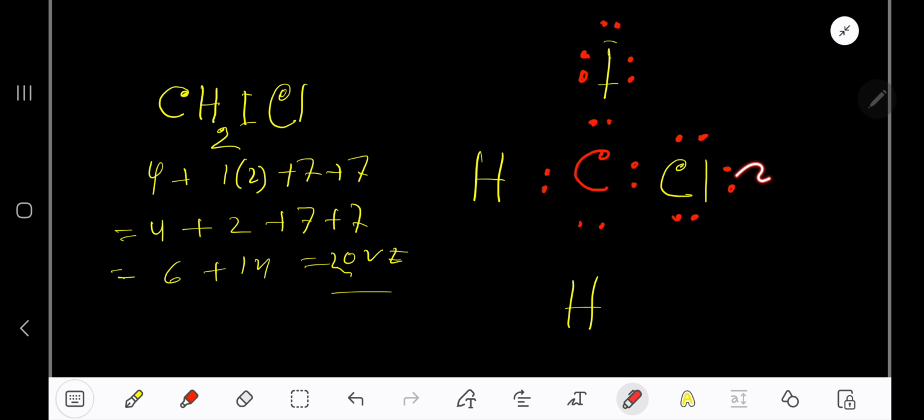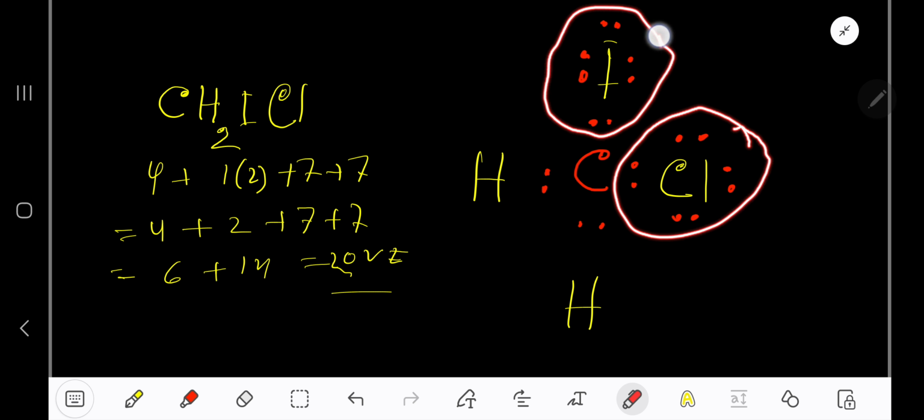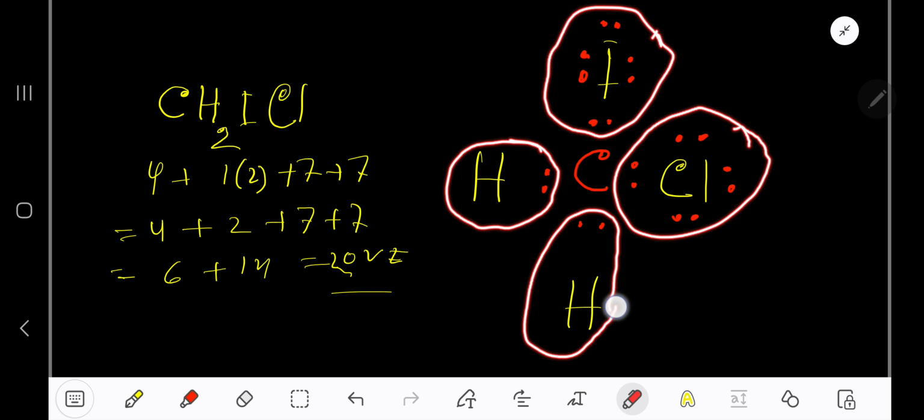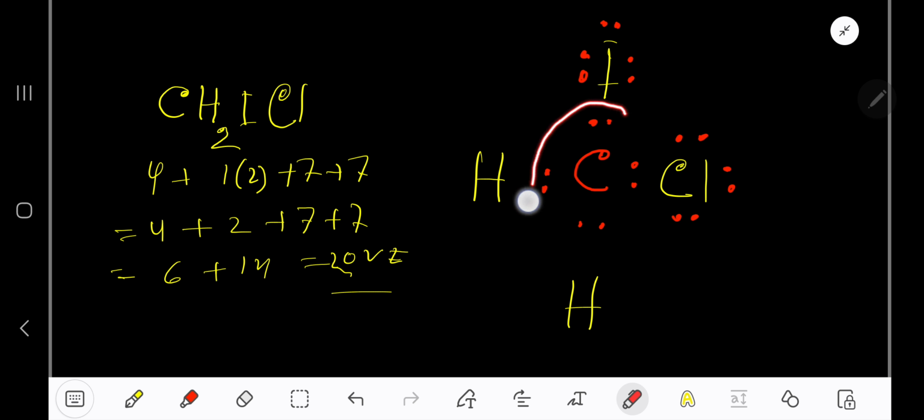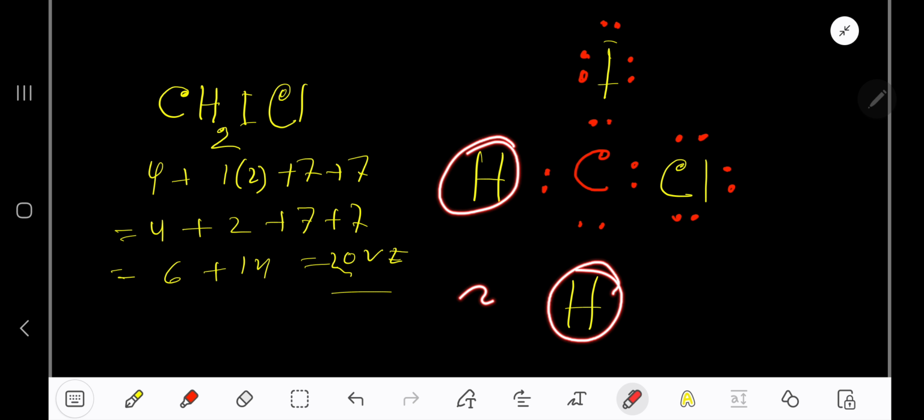Now count for the octet of the outer atoms first. Octet, octet, right? Then count for duet, duet, duet. Now we need to count for the octet of the central atom. Carbon is the central atom and it has a complete octet. Carbon is the central atom because it is least electronegative, plus it has the highest capacity of making bonds. Look, carbon can form 4 bonds, plus hydrogen is always considered an outer atom.